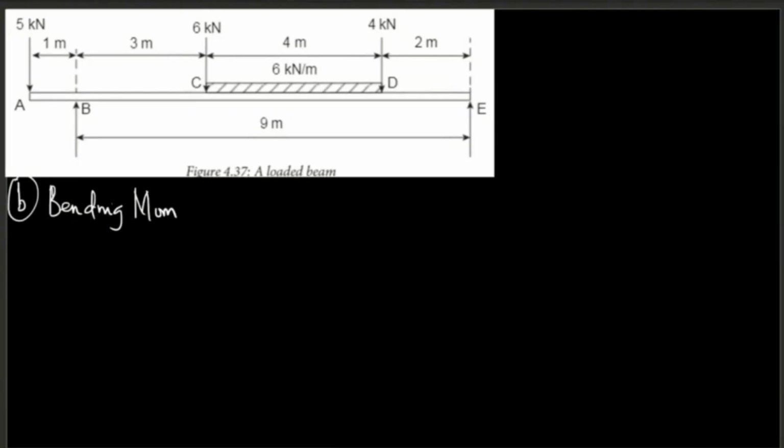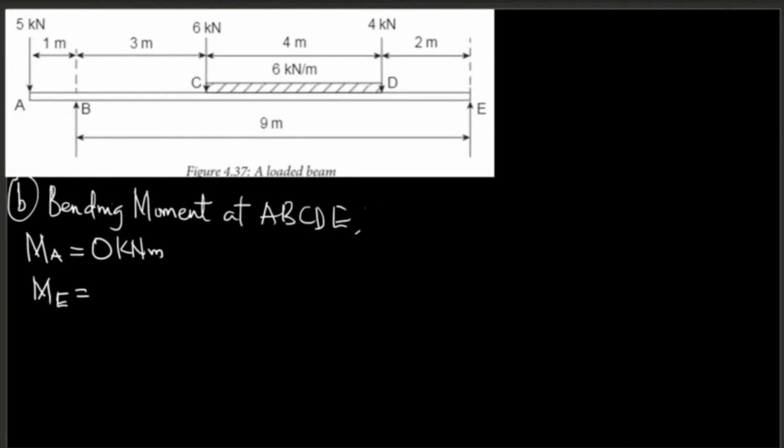Bending moment at each section, that is A, B, C, D, and E. So we know that the moment at A, because it's at the extreme, is equal to 0 kilonewton meter, and the moment at E is equal to 0 kilonewton meter, because we don't have any distance there. So we are going to look for the moment at B, moment at C, and moment at D.